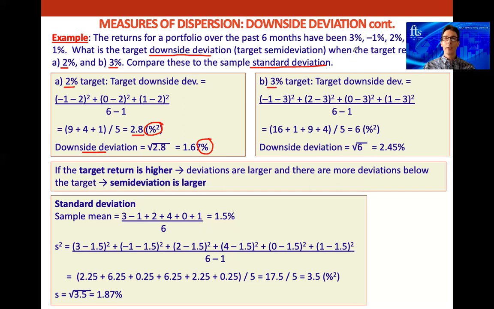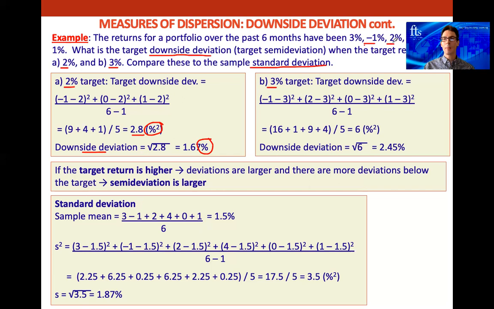Okay, so the first one is 3%, so that one we don't have to worry about. As I was saying, if the observation is the same as our target, now 3%, we could put it in, but 3 minus 3 is 0, and 0 squared is 0. So we don't have to worry about anything that's the same. And then the next one is minus 1. That minus 1 is below our target of 3, so we're going to take that one into account.